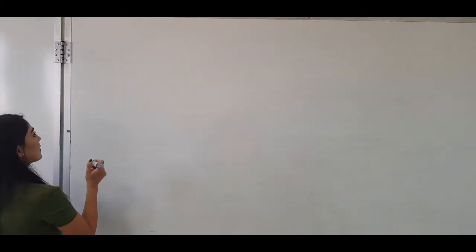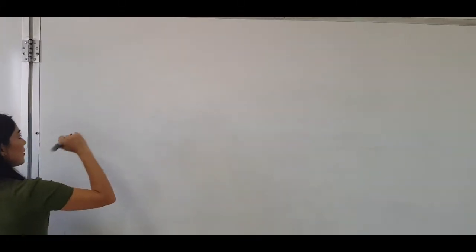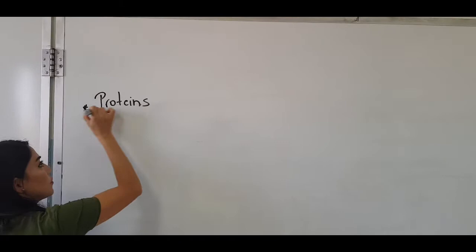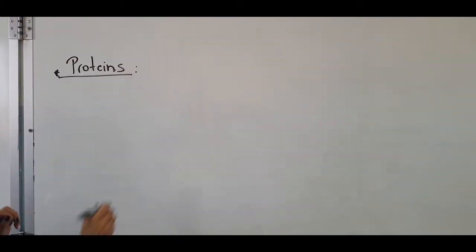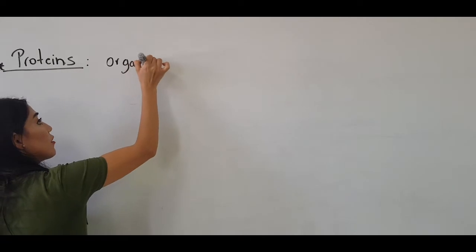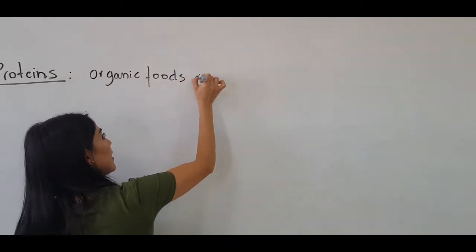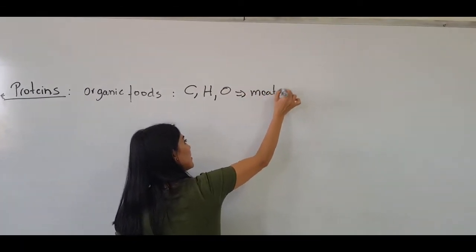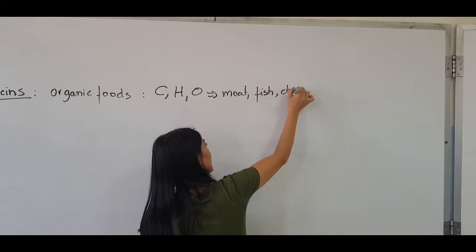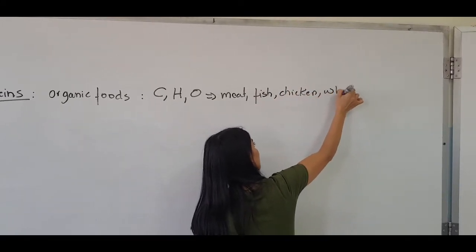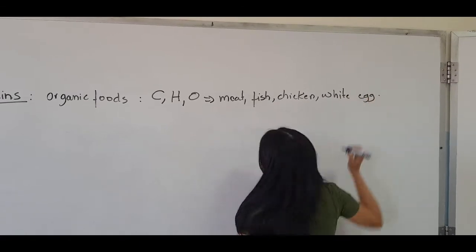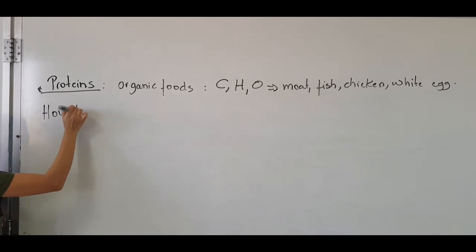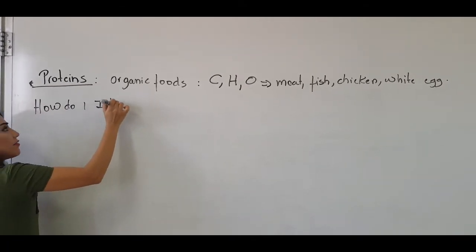We did previously the test for carbohydrates, starch and reducing sugar. Now it's protein's turn. So, what do I mean by protein? The protein is an organic food that does contain carbon, hydrogen, oxygen, like what? Like meat, like fish, like chicken, white egg, etc. Now, the question is, how do I identify the presence of protein?